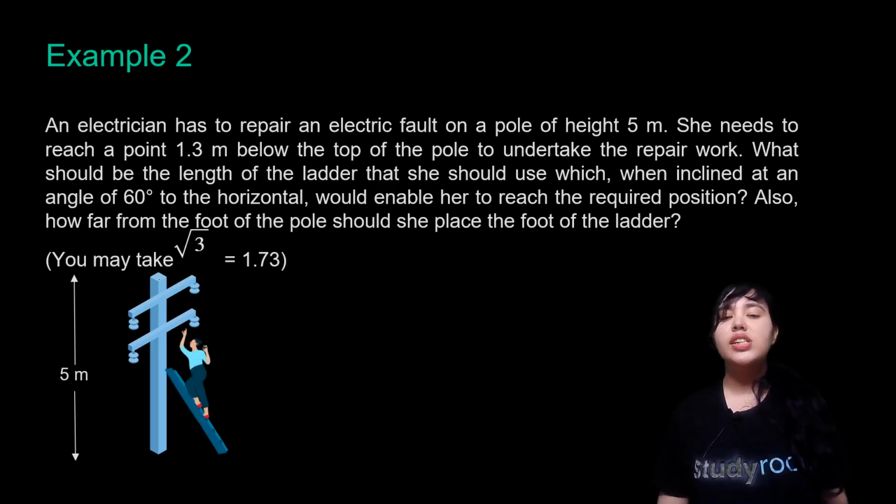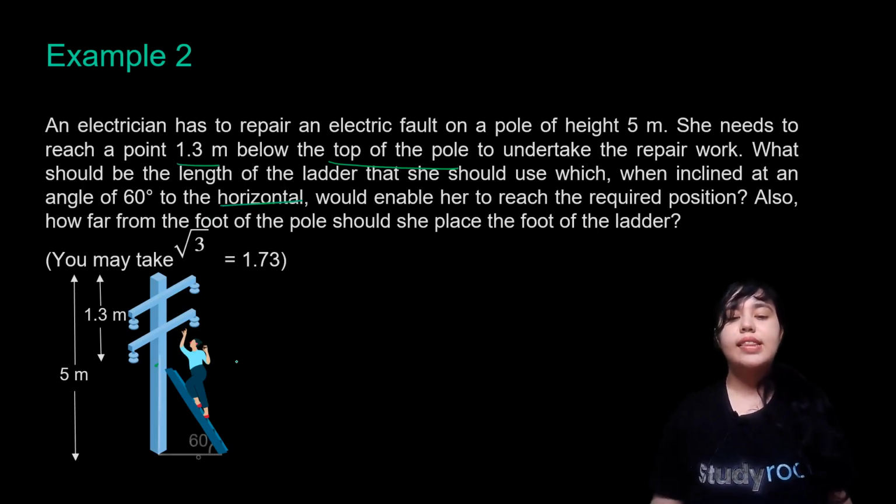Okay, and she's not reaching the top of this pole. She wants to reach a point 1.3 meters below the top of the pole, which is basically this point. That means this distance is 1.3 meters. Then you have to find out the length of the ladder, which means this distance you want to find out. And the inclination of this ladder is given 60 degree to the horizontal. Now here by horizontal we are referring to the ground level, okay, and this 60 degrees the angle. So the 60 degrees is nothing but, in a way, the angle of elevation only.